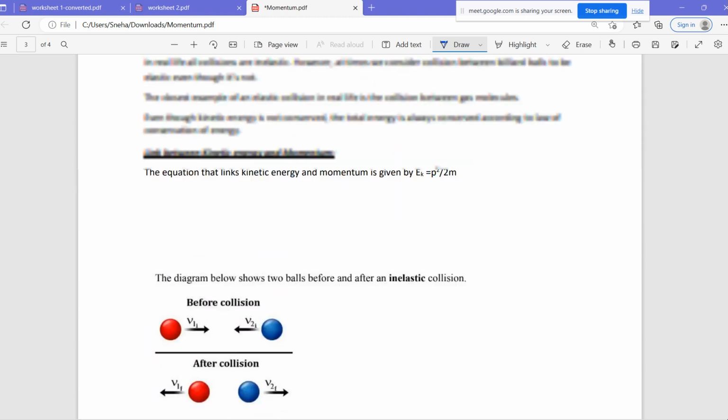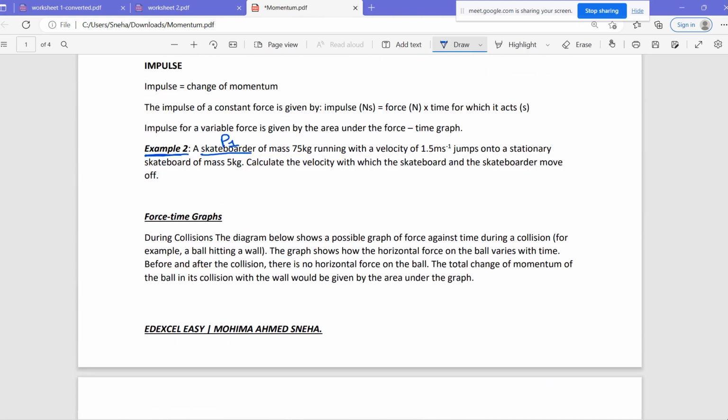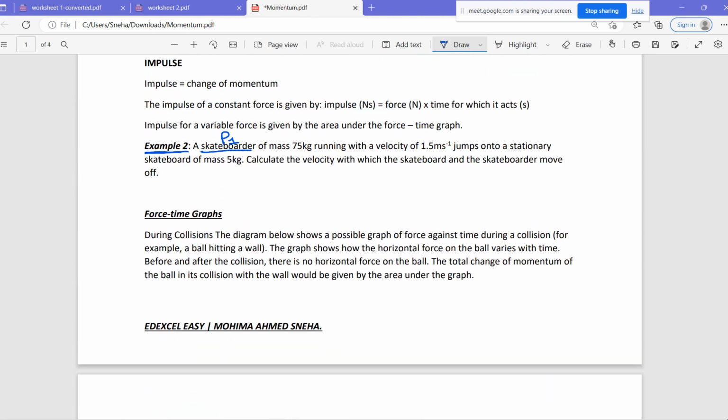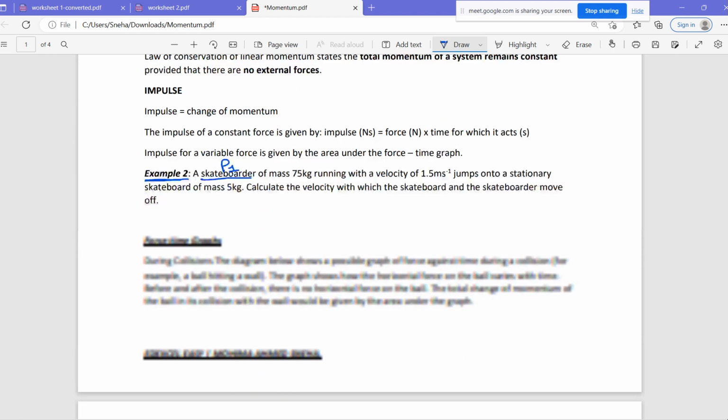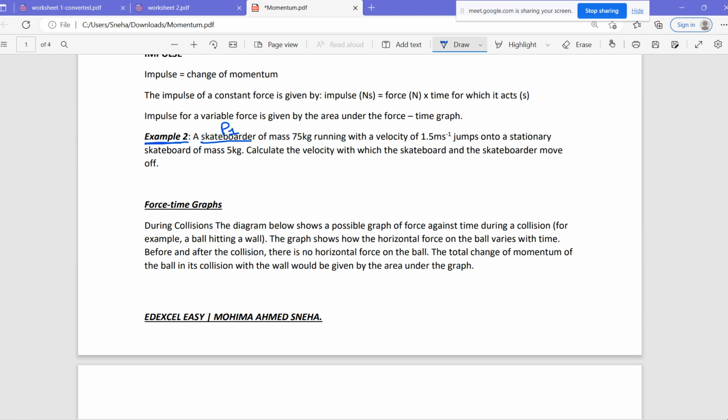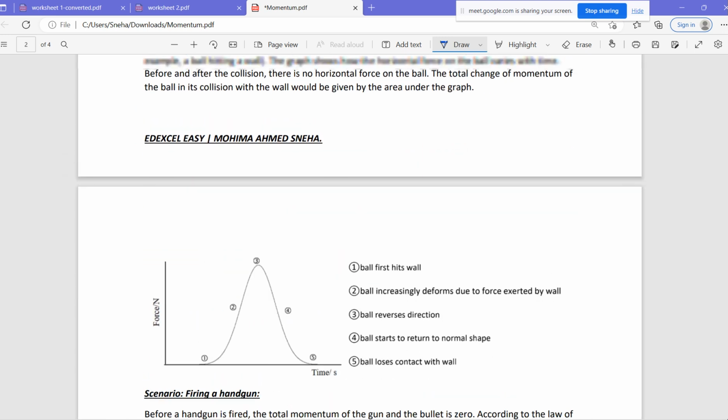So I still need another class to explain the entire linear momentum concept. I'll just explain up to impulse in today's class, and from our next class we will start with the force time graph and the other concepts.